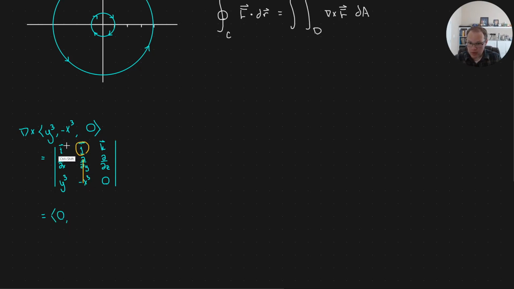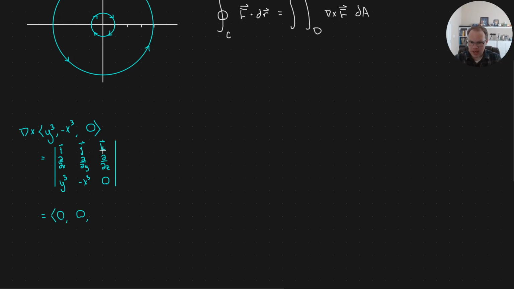The second component, the j component, partial derivative of 0 is 0 minus partial derivative of y cubed with respect to z. Again, there are no z's in this expression. We hold y as constant. Derivative of a constant is 0. So this is also 0.